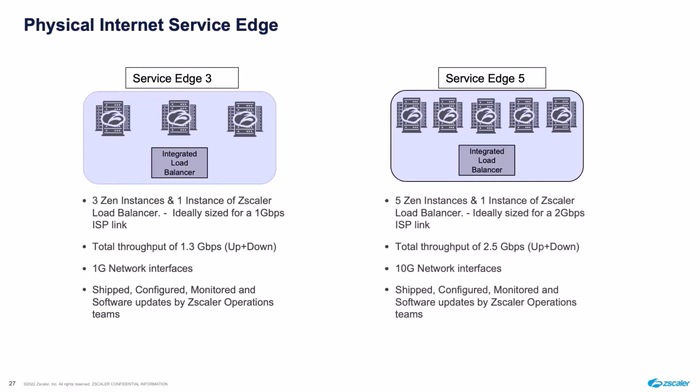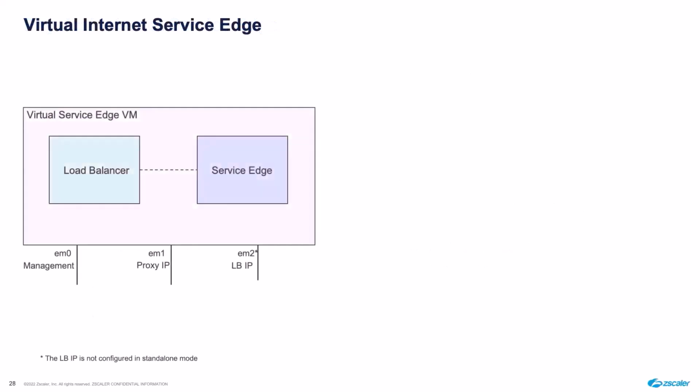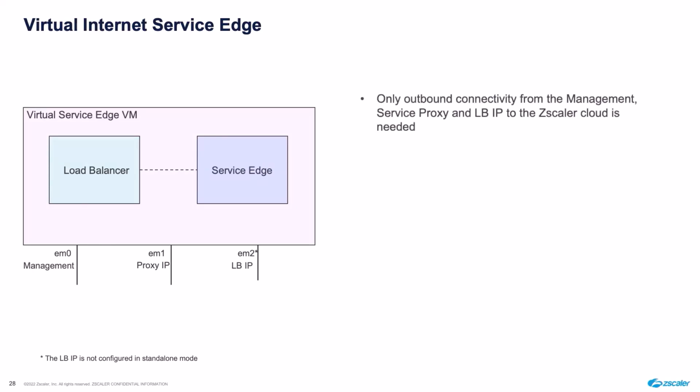The Service Edge 5 has 5 instances of the ZIA public or private service edge running within it, and 1 instance of the load balancer. Again, you would deploy the physical service edge 5 in pairs, meaning that the load balancer load balances over 10 instances. And because of this, these devices have 10 gig interfaces to give higher throughput capabilities. More instances can be deployed. More physical service edges can be deployed to give greater throughput capabilities.